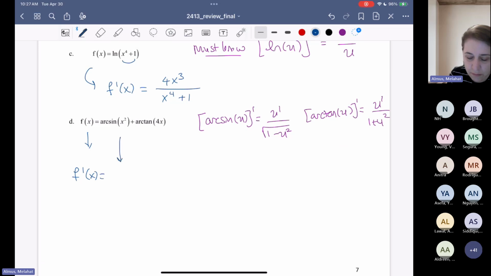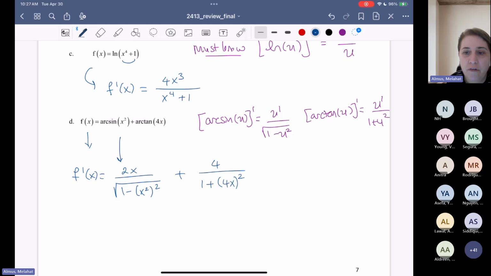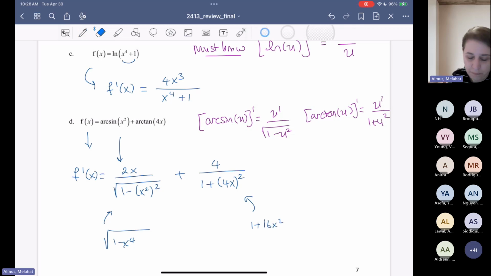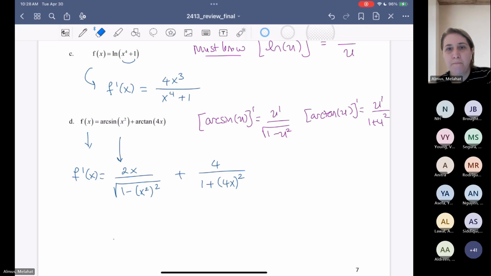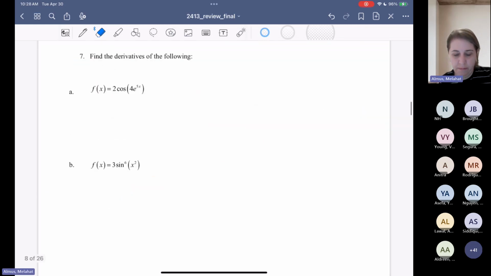The first piece, arcsine, 2x over root 1 minus x squared squared, 4 over 1 plus 4x squared. If free response, you can stop here. If multiple choice, look for a matching answer. Depending on how the choices are typed, you might see this there. Right? X squared squared is 4, and you might see 1 plus 16x squared there. Okay, it's possible. But if it is free response, it's good to go. Just stop here. Okay. These are our derivative problems.